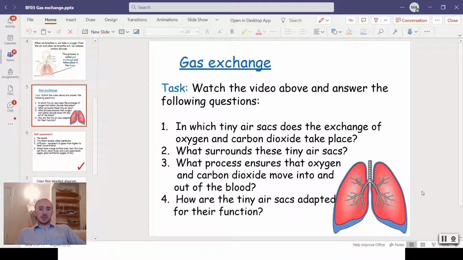The tiny air sacs where exchange of oxygen and carbon dioxide take place are called the magic rooms. The tiny air sacs are adapted to their function because they're magical. Right? Write your answer in full sentences so that you can read back later on the answer.